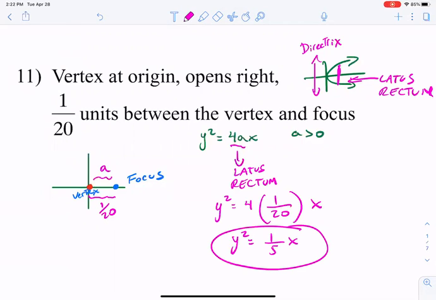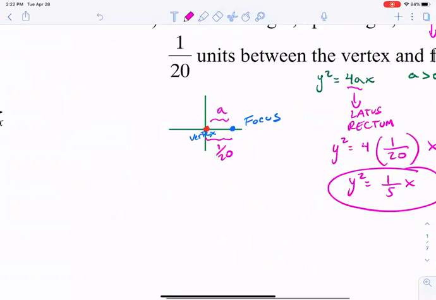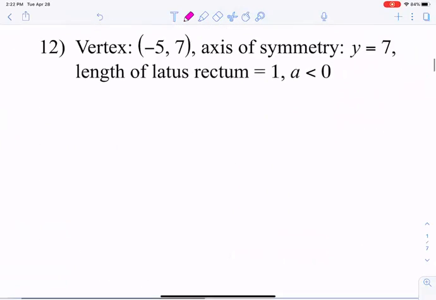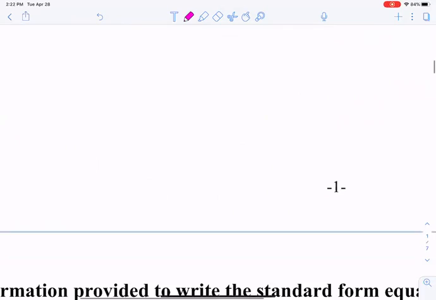I hope this makes sense, and it's pretty easy to tell, right? So if you go back to your answer key, I believe that's number 11. Yes, that's the answer. That's correct. Okay, so next problem. And I believe this is the last one for the parabolas.